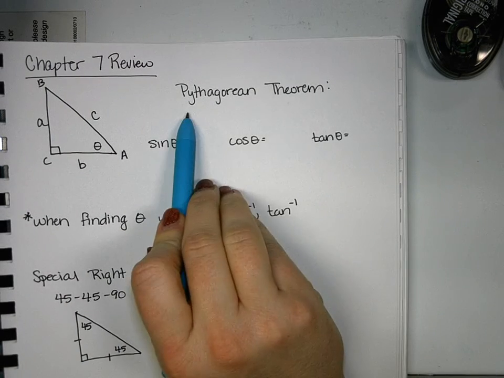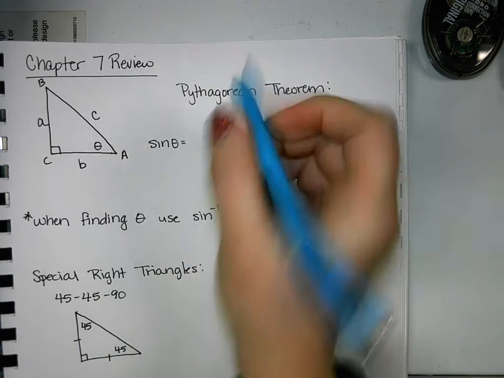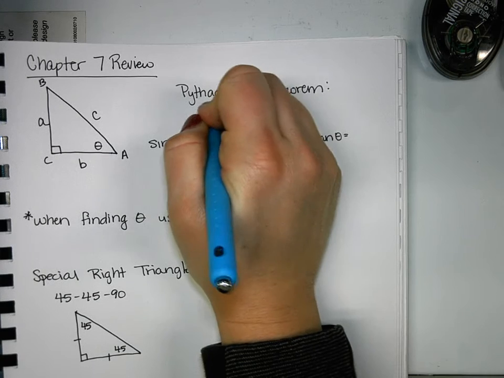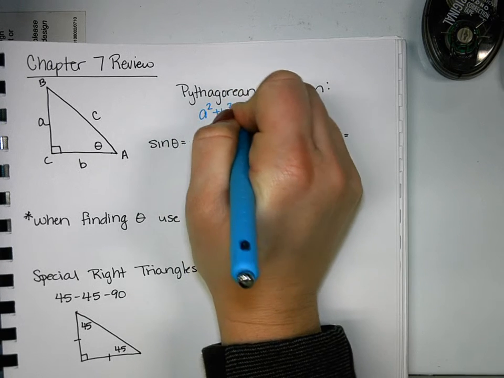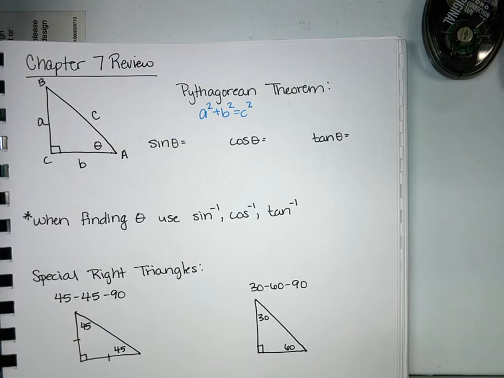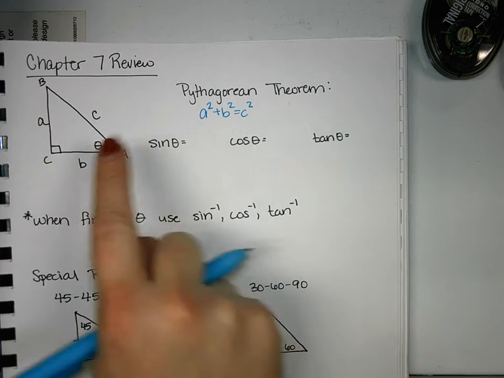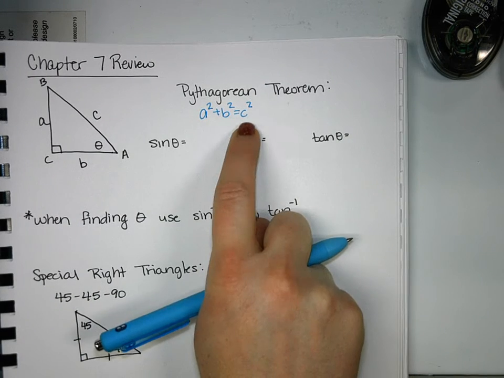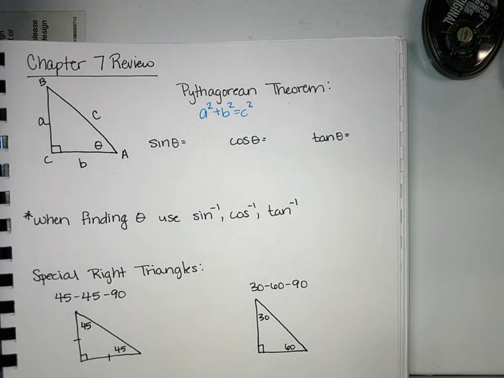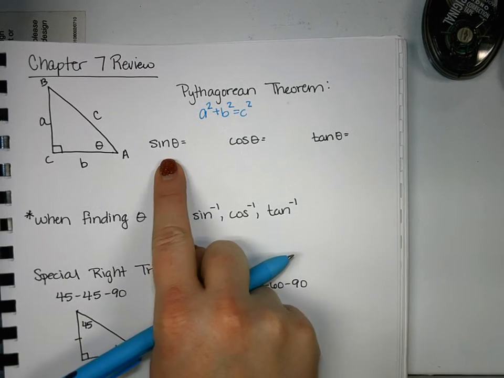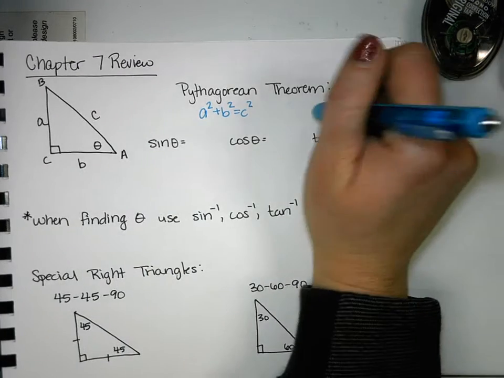So who remembers what the Pythagorean theorem was? And what do we have to remember about it? C has to be the hypotenuse, and that has to be the one by itself. Okay, then we went into, oh, sorry, something else about the Pythagorean theorem.